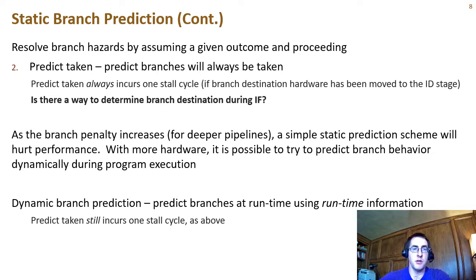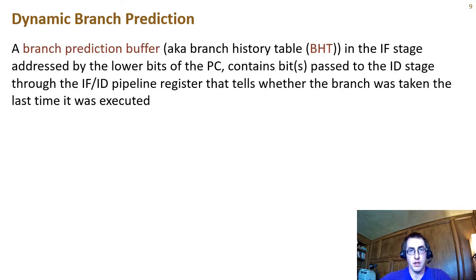Over time, as hardware became cheaper, it became possible to use more complicated branch prediction structures to dynamically predict branches at runtime using information accumulated at runtime. Predict taken still incurs a stall cycle until we figure out how to determine the branch destination during the fetch stage. So dynamic branch prediction uses a structure typically known as a branch prediction buffer or a branch history table, or BHT.